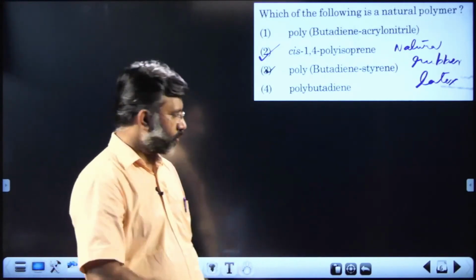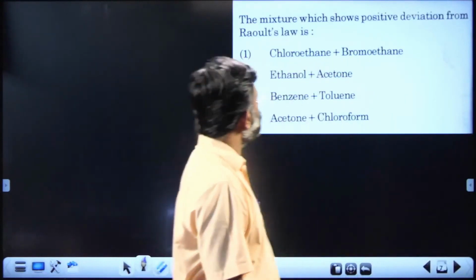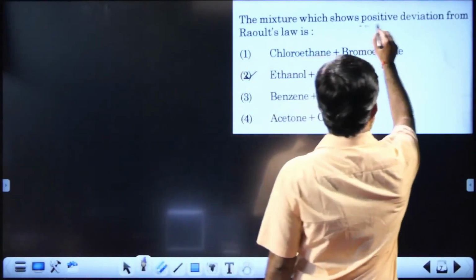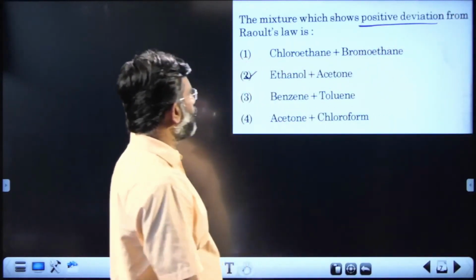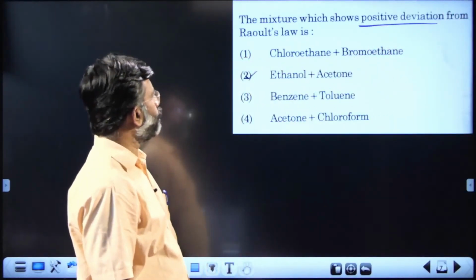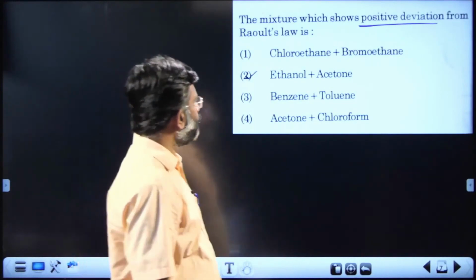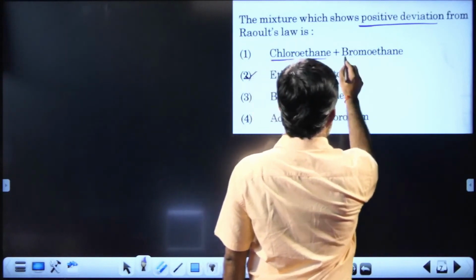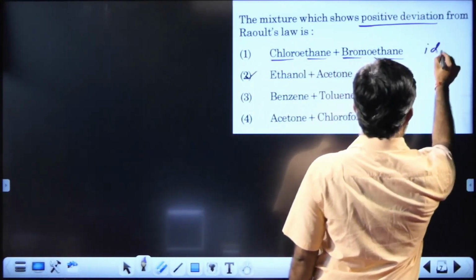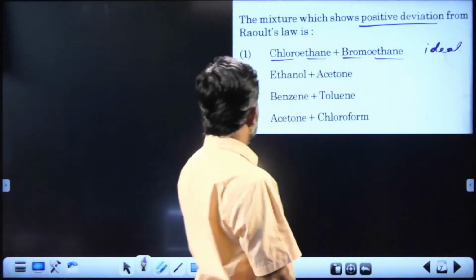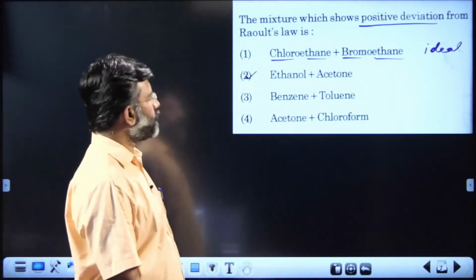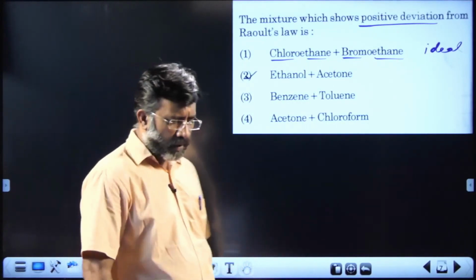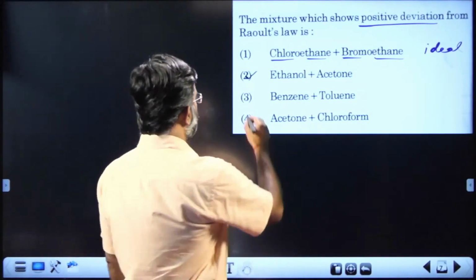Now, seventh question. The mixture which shows positive deviation from Raoult's law. Easy question. Chloroethane, bromoethane, that will be an ideal solution. Right? We want to have positive deviation. Positive deviation is no doubt, it is the second choice.